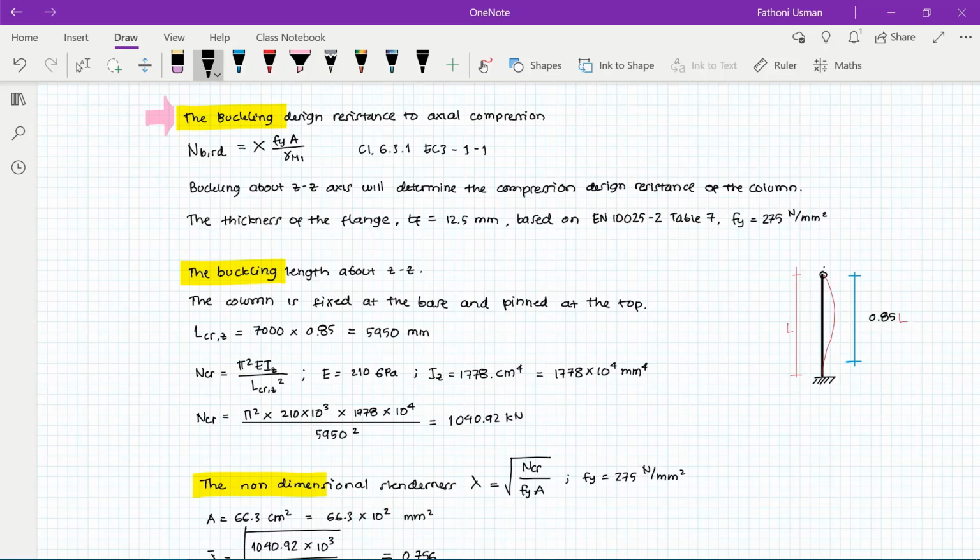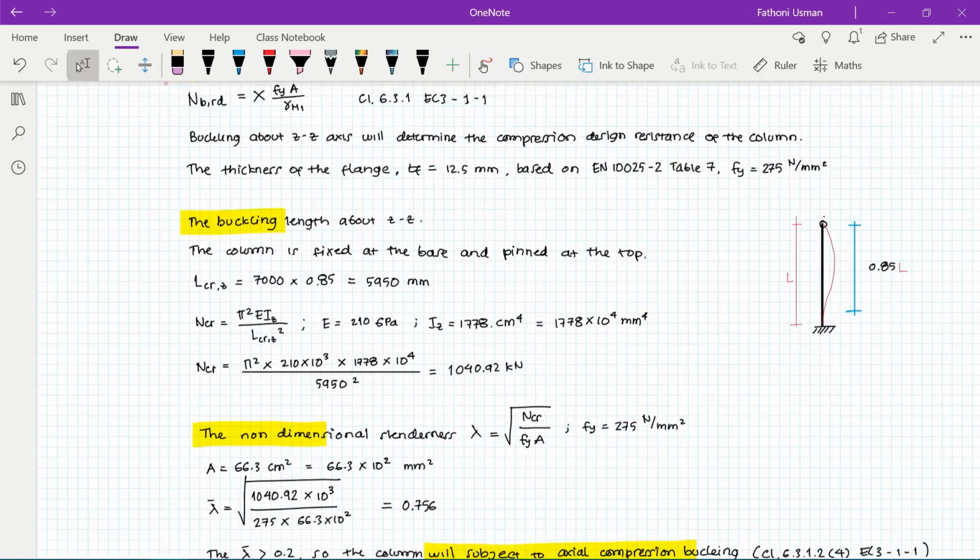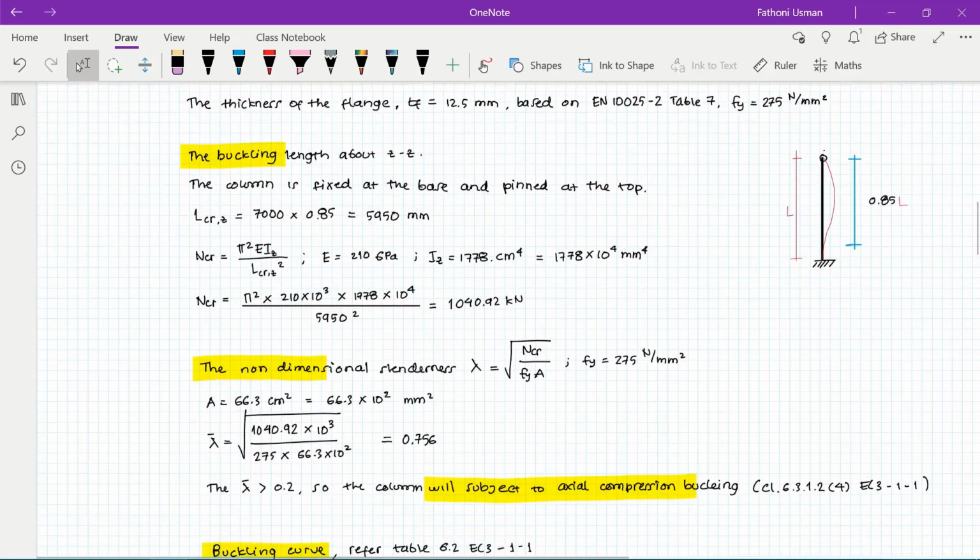So then there is possibility that the buckling design resistance to compression of the column will be determined by the buckling about y. In this case, this is buckling about z. So the buckling length about z-axis, the column is fixed at the base and pin at the top. So then the L effective is 7000 times 0.85, the buckling length factor. So it is 5950 millimeter.